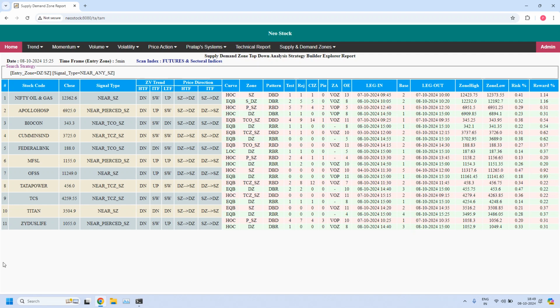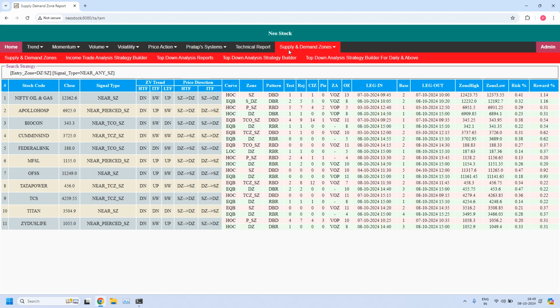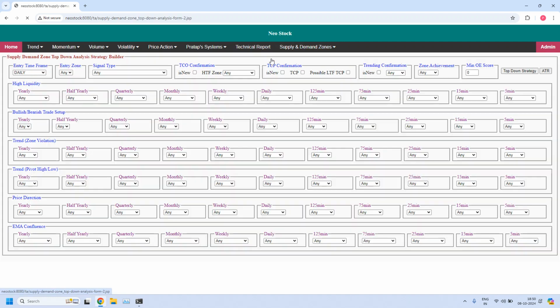And one of our members requested a special feature. He would like to know zones tested today, but they should be first time tested zones. So let us find that. He wants only the daily time frame, because every time frame generation is not possible. Okay, he asked for daily time frame. Let me try that.